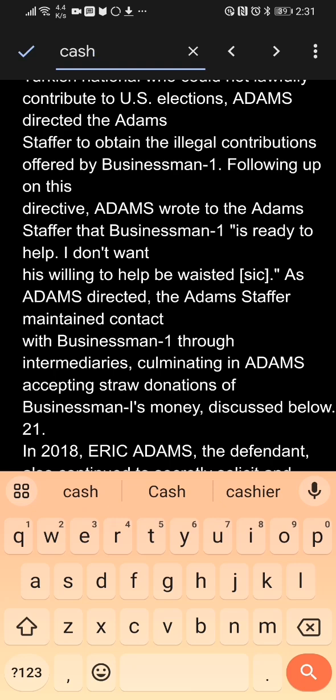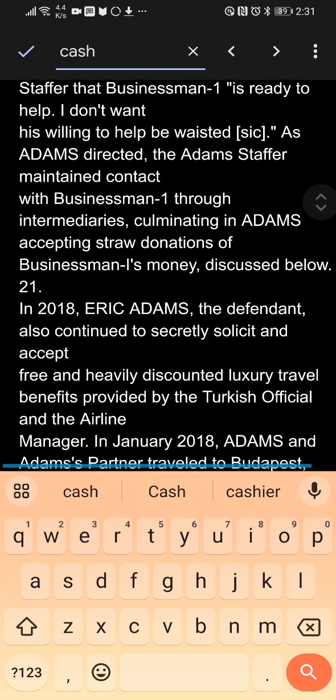Money discussed below. In 2018, Eric Adams, the defendant, also continued to secretly solicit and accept free and heavily discounted luxury travel benefits provided by the Turkish official and the airline manager.